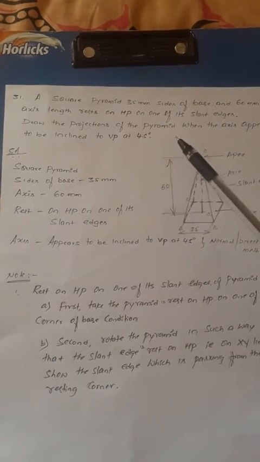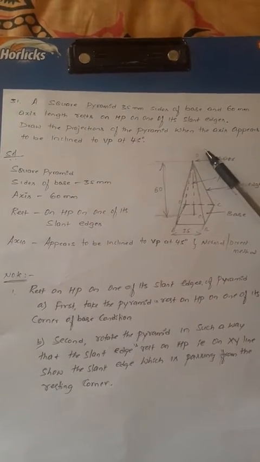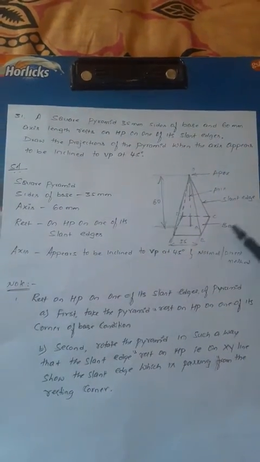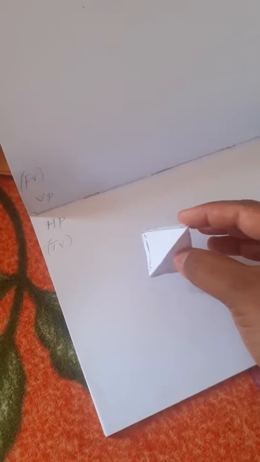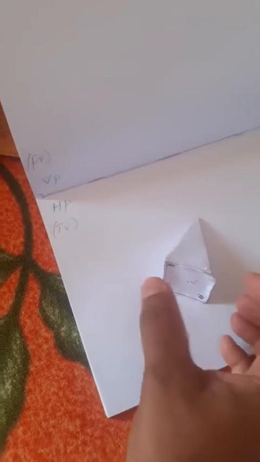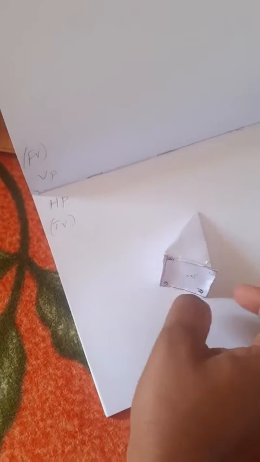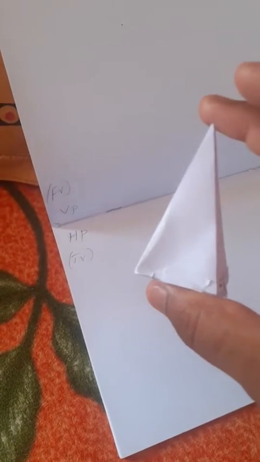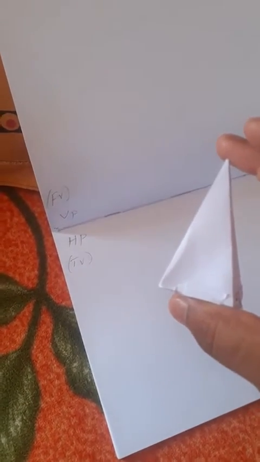Be familiar with the problem, read the problem once or twice, understand it, write the given data, then draw the appropriate sketch. Now see the concept. This is a square pyramid, right, of side 35 mm. Then what is the axis length here? It is O2 O1, it is 60 mm.